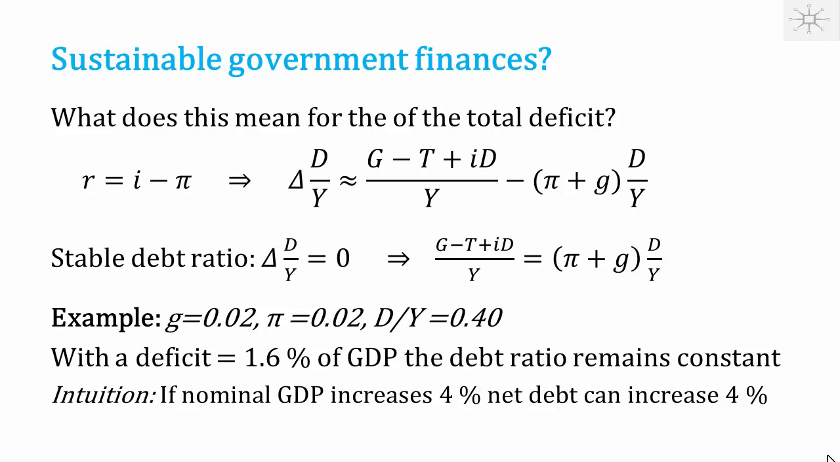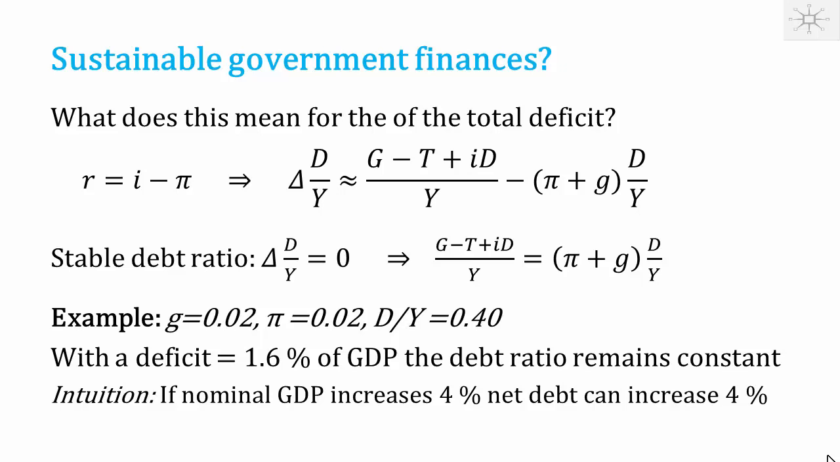Well, this says that you can have a deficit of 1.6% of GDP and still keep the debt ratio constant. What's the intuition? Well, it's kind of straightforward. Since nominal GDP increases 4% per year, then the net debt can also increase 4% per year and still be a constant fraction of GDP. But since net debt was 40% of GDP, a 4% growth of that means an increase in the nominal debt equal to 1.4% of GDP.